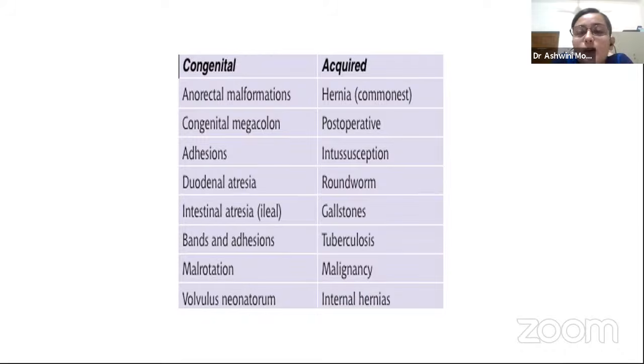In acquired, hernia will be the most common. Postoperative adhesions, intussusception, roundworm infestation, gallstone, tuberculosis, malignancy, and internal hernias are acquired causes of obstruction.